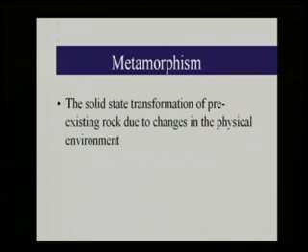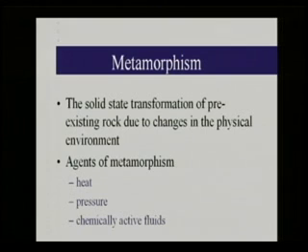Metamorphism, by definition, is the solid state transformation of pre-existing rock due to changes in the physical environment. What this boils down to is that we need to keep in mind the changes are in the solid state. We cannot melt, because if we do melt the rock, we end up with magma, and when that cools, we'll have an igneous rock. There are three recognized agents of metamorphism. These include heat, pressure, and chemically active fluids.